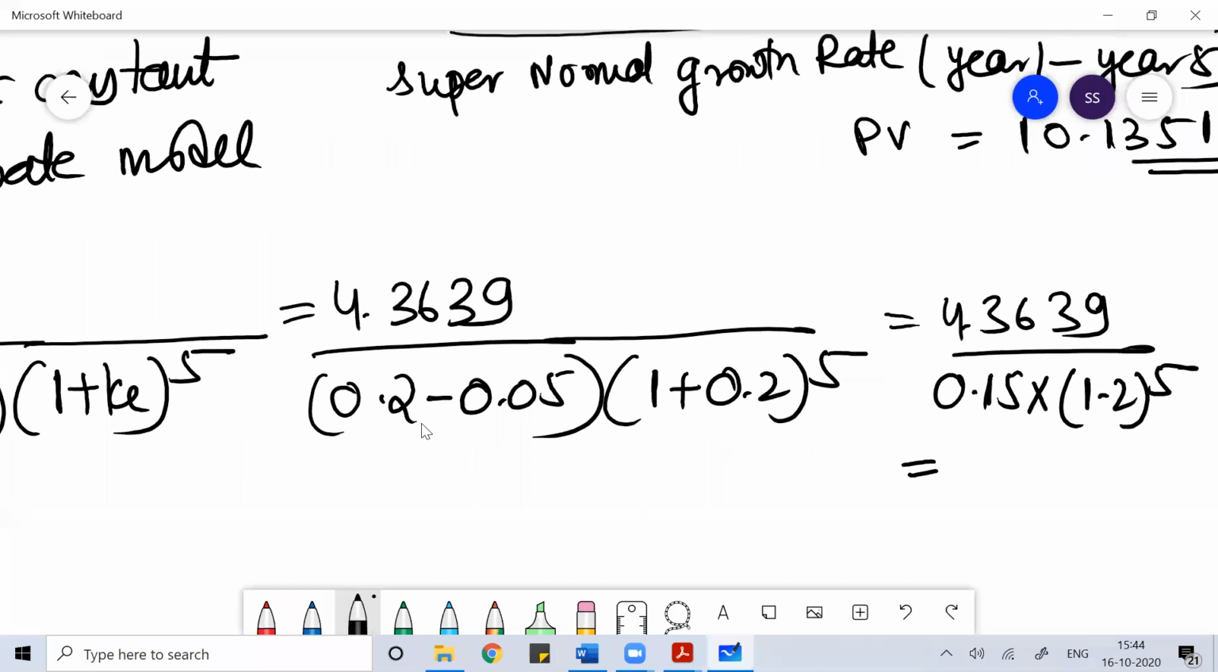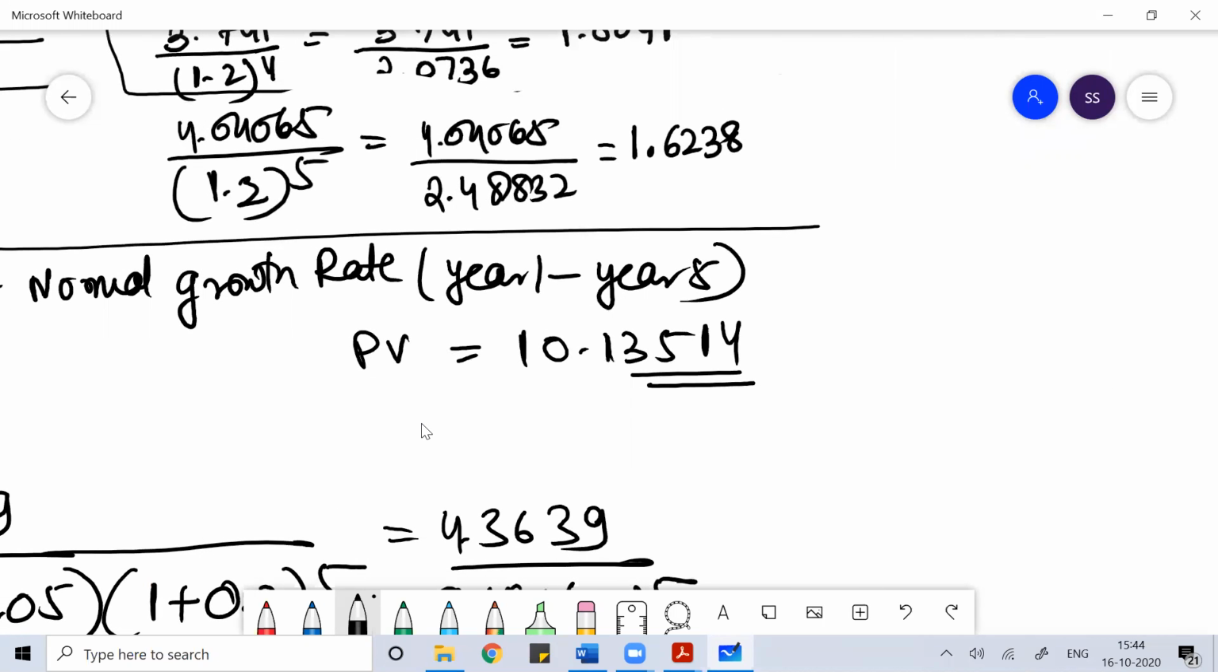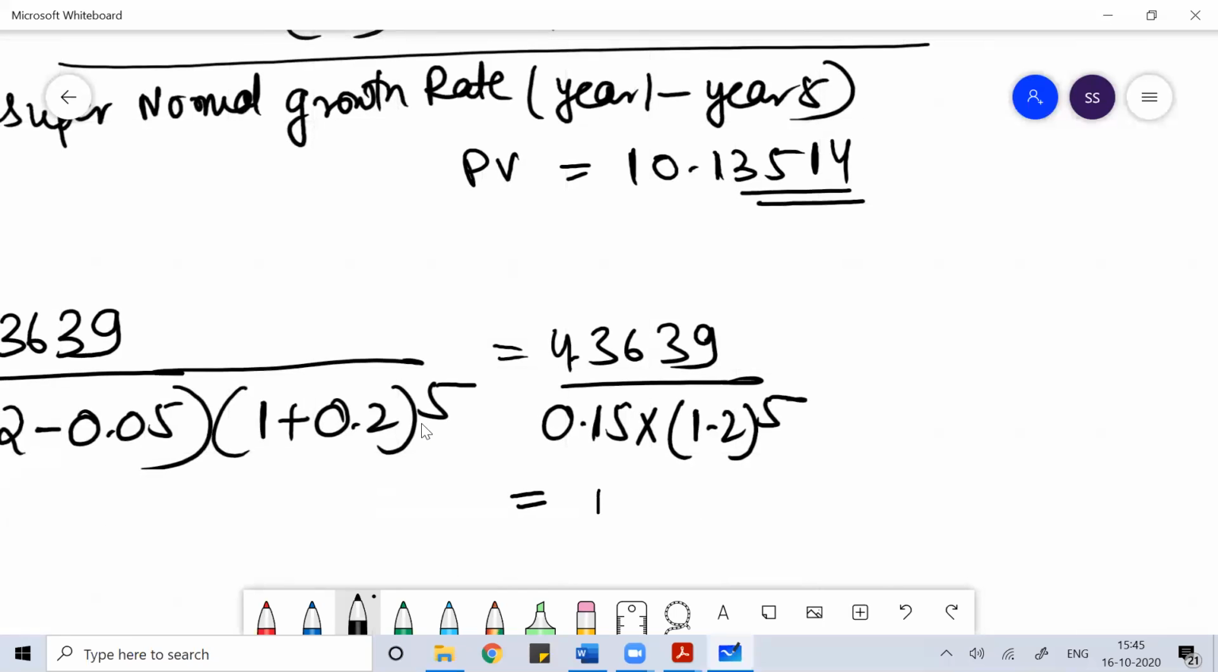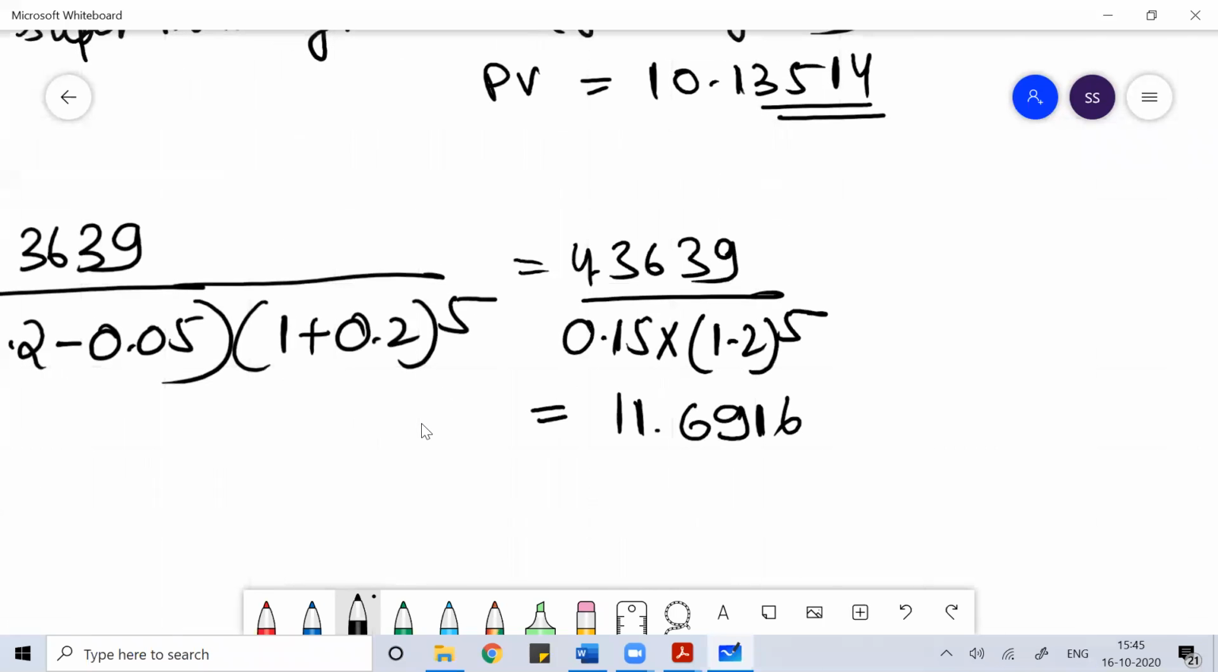You can find the present value. So the present value, what you get, that is 4.3639 divided by 0.15, divided by 2.48832. That is 11.6916. Okay, so 4.3639 divided by 2.48832, divided by 0.15, 11.6916. So you can see for the constant growth rate model, this is the present value, and while for the supernormal growth rate model, this is the present value.